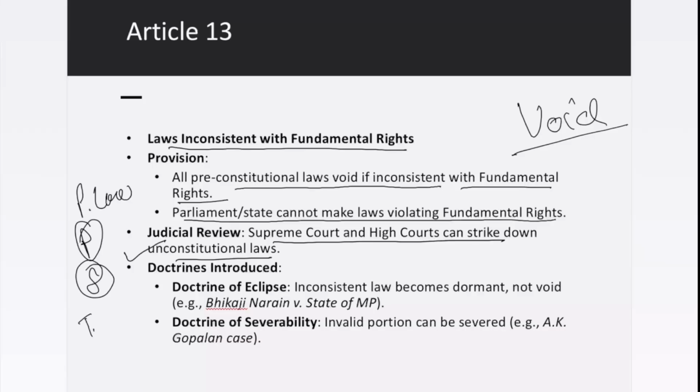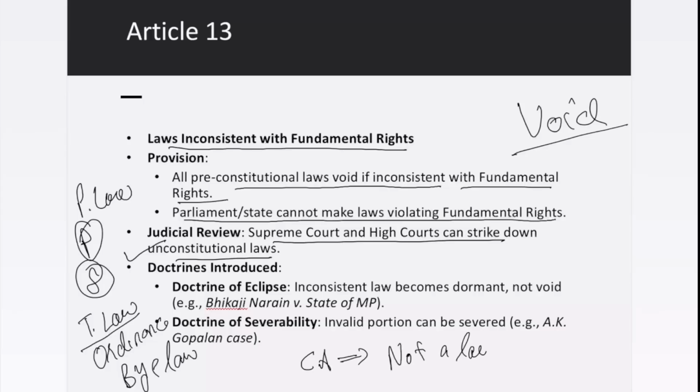Temporary laws. Temporary law means something like ordinances which are passed when parliament is not in session, or any bylaws, or any kind of a non-legislative source of law like custom, can be declared void if they abridge or violate the fundamental rights. Article 13 declares that a constitutional amendment is not a law. Now, in this case, very important, constitutional amendment is not a law and hence cannot be challenged.